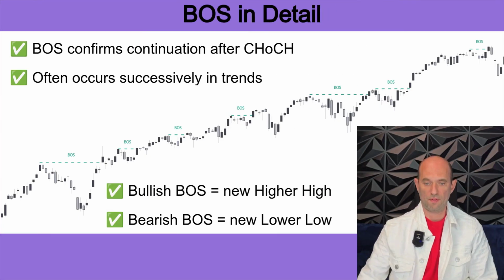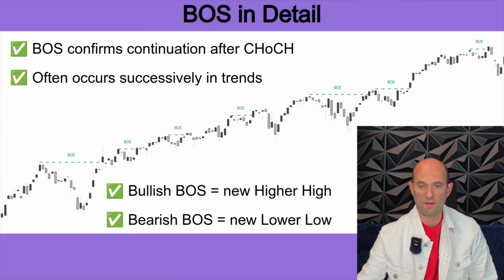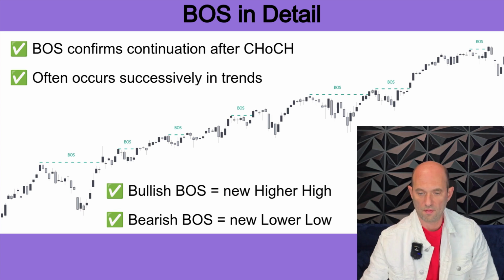A break of structure confirms trend continuation after a CHoCH. A bullish BOS signals a new higher high. A bearish BOS signals a new lower low. These often occur in succession, marking strong ongoing trends.